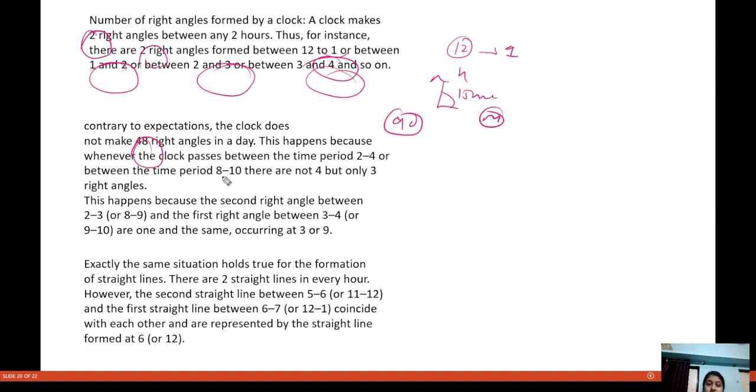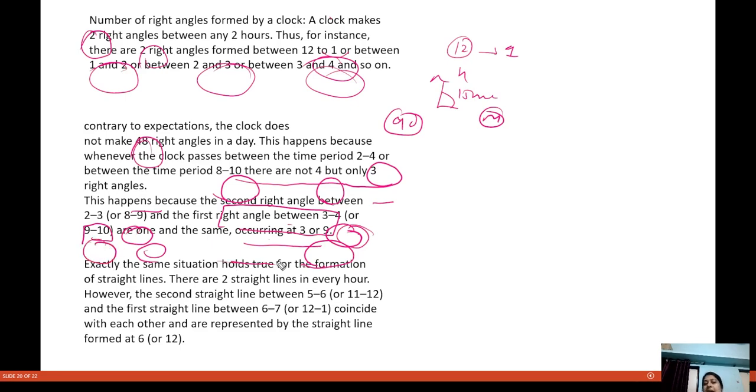So that means we'll expect that in a day 48 right angles will be there, but that is not the case. This happens because whenever the clock passes between the time period 2 and 4, or between the time period 8 and 10, there are not 4 but only 3 right angles. Try to make those right angles, and you will see that those right angles will coincide. And why? Because the second right angle between 2 and 3 and the first right angle between 3 and 4 are one and the same, occurring at 3 or 9. Similarly, the second right angle between 8 and 9 and the first right angle between 9 and 10 are one and the same.